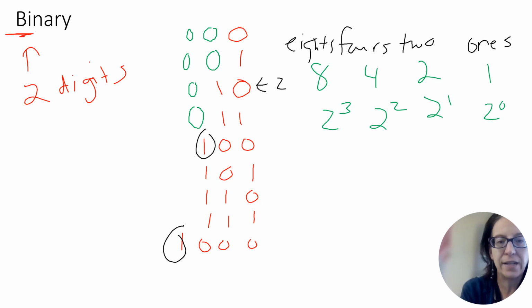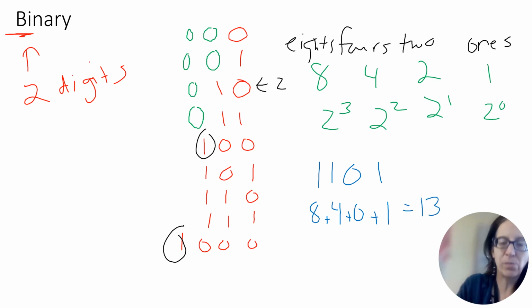So if you had, say, the number 1101, well, this one is equal to 1. That's 0. This is a 1, but it's in the 4s spot. This is a 1, but it's in the 8s spot. So that is the decimal number 13. So you can convert.